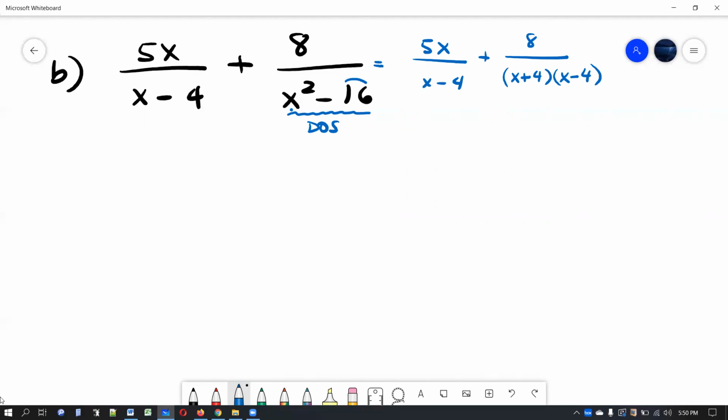Now I have both fractions fully factored and the denominators don't match. All I need to do is make sure that they do match. This fraction has only one factor, and this fraction has 2. So the only thing this fraction is missing is the factor x plus 4. I am going to include it in this fraction right here. I am not going to change the second fraction. Look what I'm going to do.